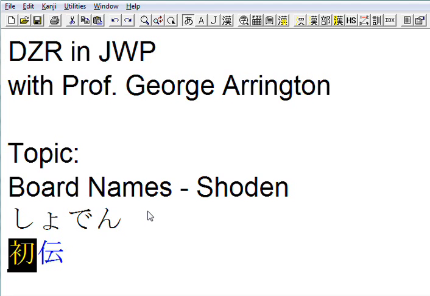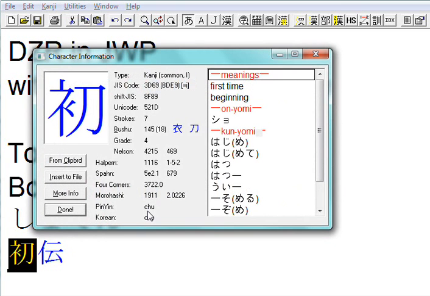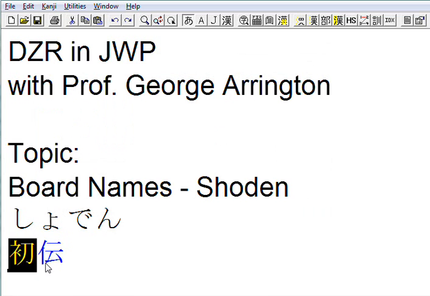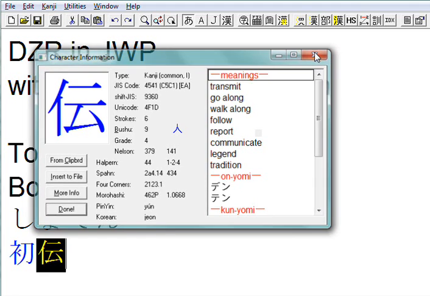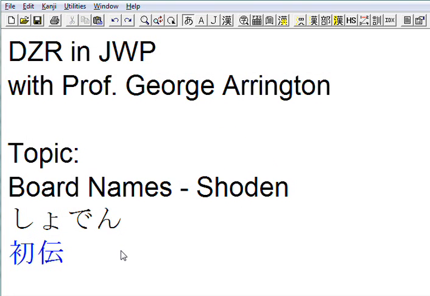And let's just look at those. Control I, we'll pull up that. And this Sho means first time or beginning. And the Den means transmit or tradition or legend, and a couple of other things there. So that's Shoden.